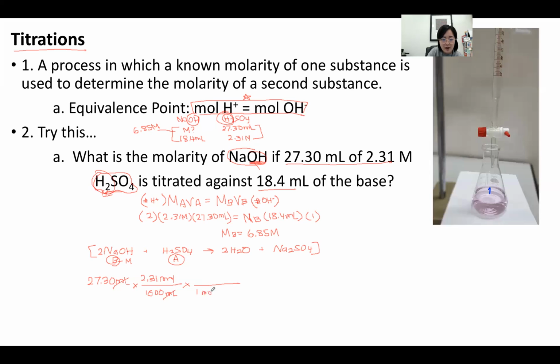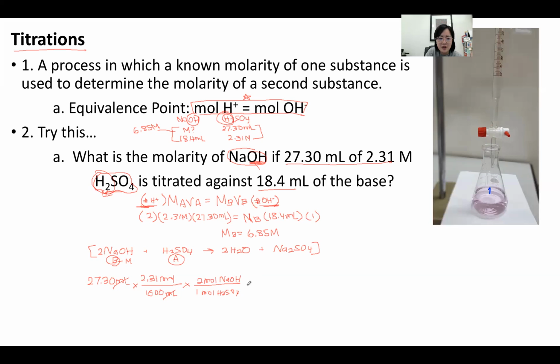I have 1 mole of acid, and I have 2 moles of NaOH. You know this, like the number of hydrogens and number of hydroxides, we essentially did stoichiometry built in to the setup of this equation earlier. So that's why we were doing that.